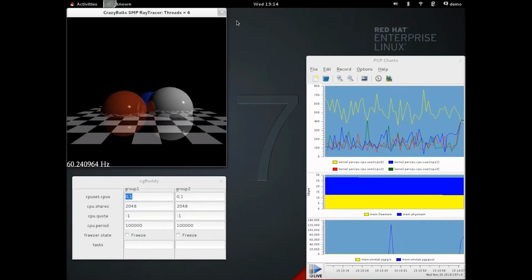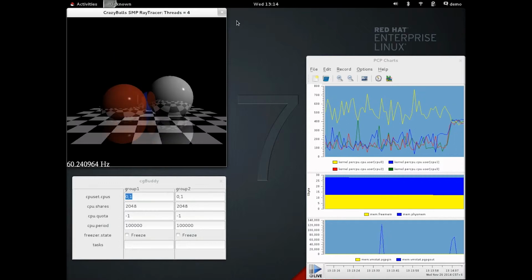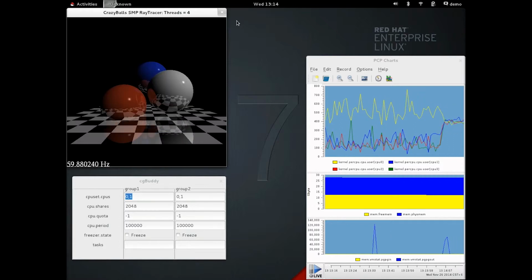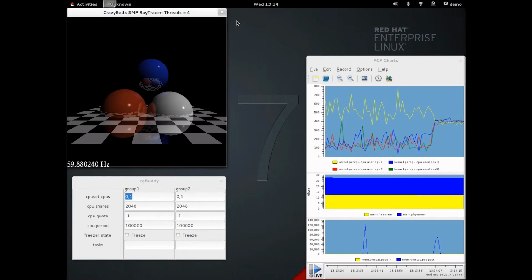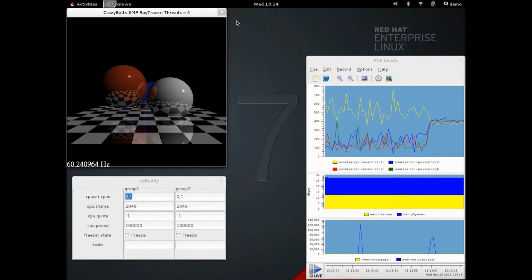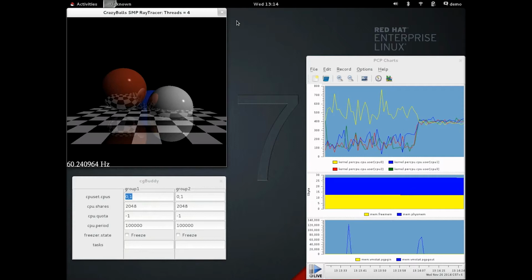Now we'll run the ray tracer using 4 threads. Notice the frame rate has increased to 60 frames per second and all 4 CPUs are hard at work. As indicated by the PCP chart, this program is consuming nearly all of the computing resources of the server. Next, we'll use cgroups to constrain this resource-hungry application.